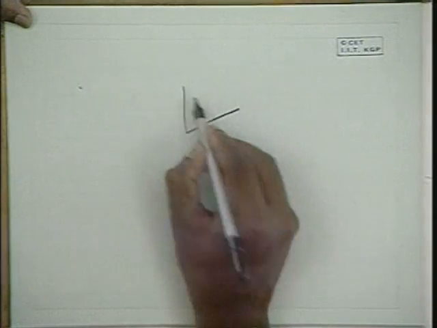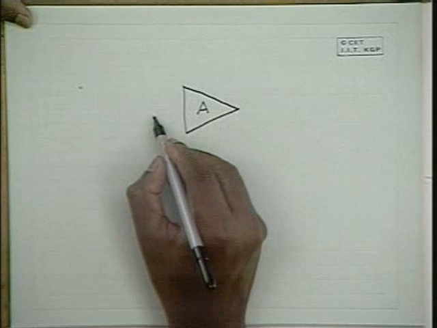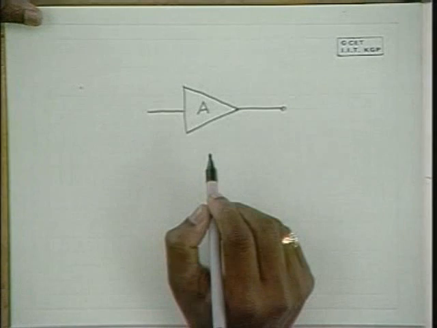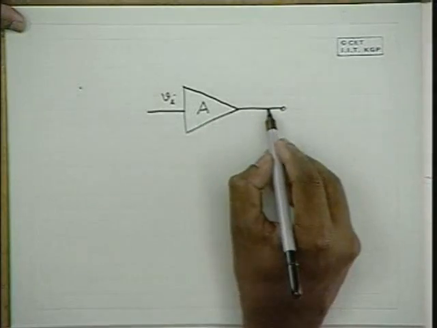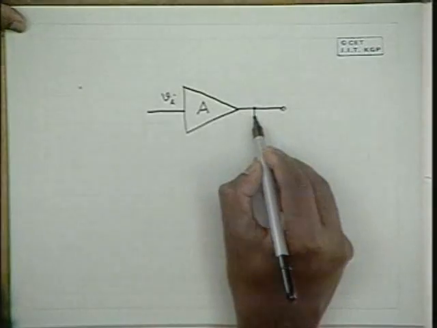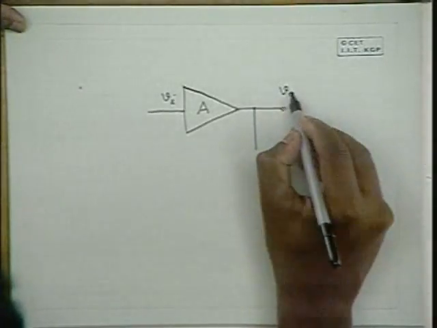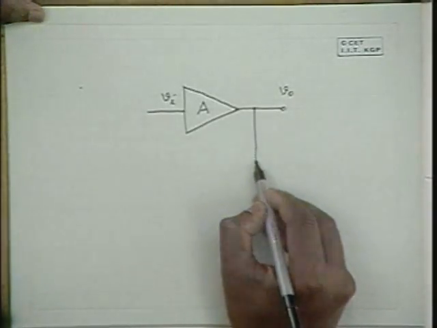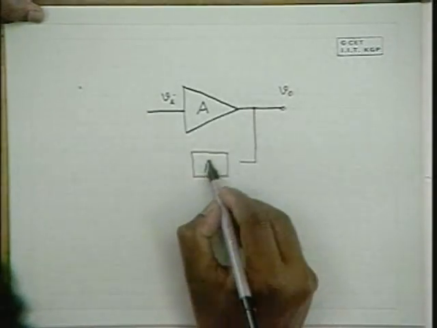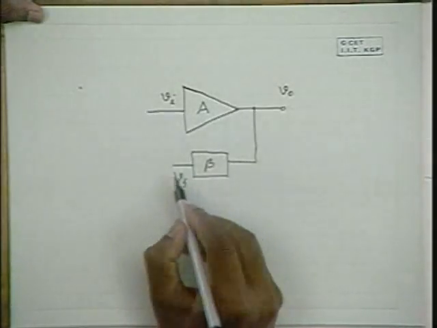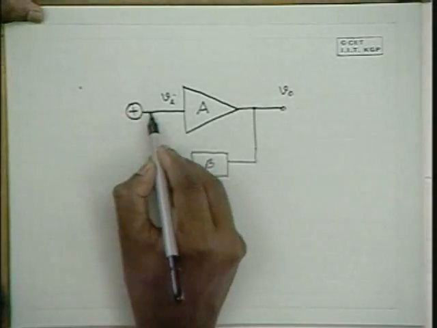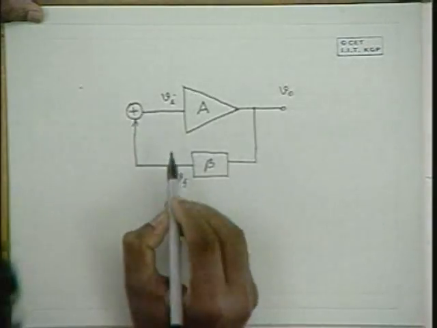Now we shall discuss what feedback is in detail, and how many types of feedback are possible and so on. So let us consider an amplifier with gain equal to A. It has an input and it has an output. This is a typical symbol for an amplifier. Let me indicate the input voltage as Vi with respect to the ground. In a feedback amplifier, we take the output voltage V0 and take a fraction of that, that means beta times V0, which is fed back to the input, usually in the opposite polarity.